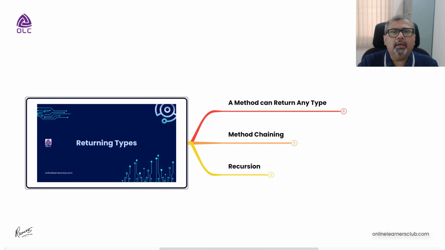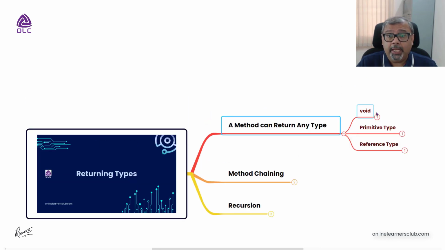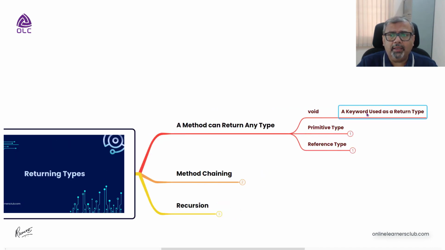A method can return any type of data. It could be a primitive type, or it can be a reference type as well. In addition to this, it can be void also. Void is nothing but a keyword representing that the method does not return anything. You indicate that by using void as the return type.